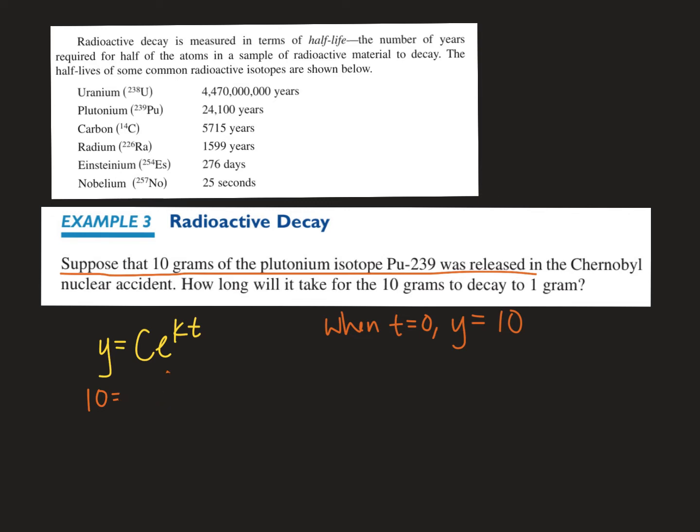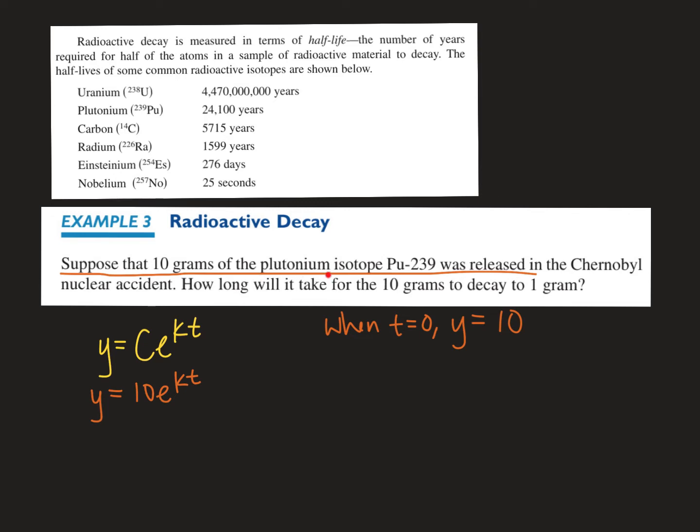Now, we don't need to go through all of that. If you realize that with these exponential growth and decay models, when you're using this model right here, the initial condition is c. So we'll have y equals 10 e to the kt. So now we need to find k. Let's think about this scenario.